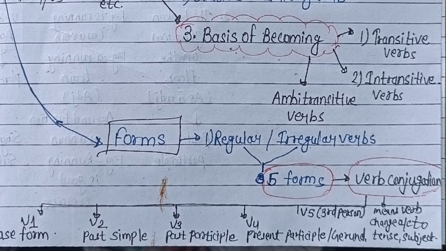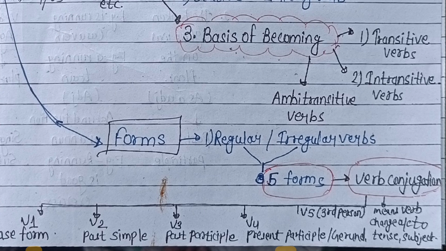Now you can see. First one, V1, is known as the base form. V2 is past simple. V3 is past participle. V4 is the present participle, sorry, and the last one is the verb's third person form, where we use s or es. This present participle is also known as a gerund. So this is the information related to that.